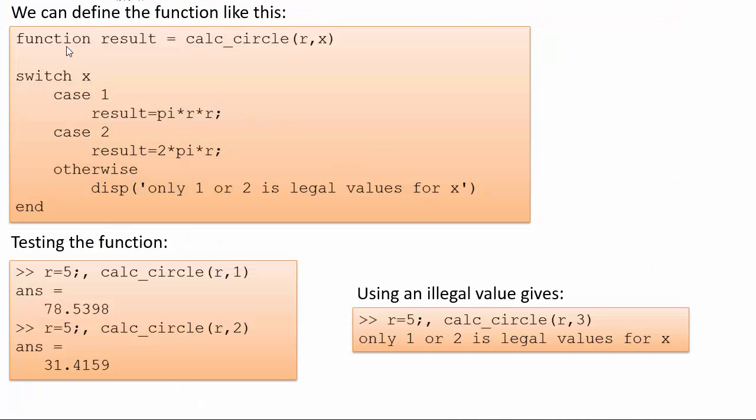So let's summarize. We first create a function, and then inside the function create this switch case otherwise structure, and then based on x, this piece of code is executed, or this piece of code, or if x is not equal to 1 or 2, this piece of code is executed. And then you can test this function in the command window to see if it works as expected.